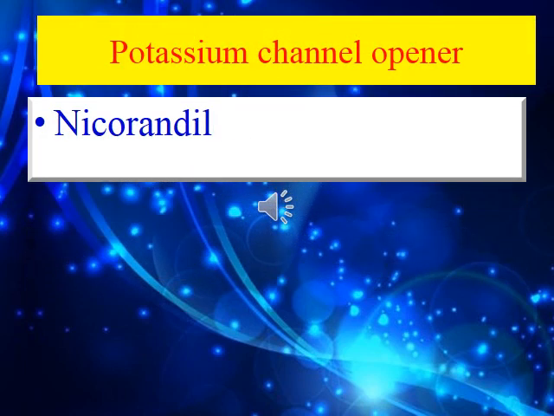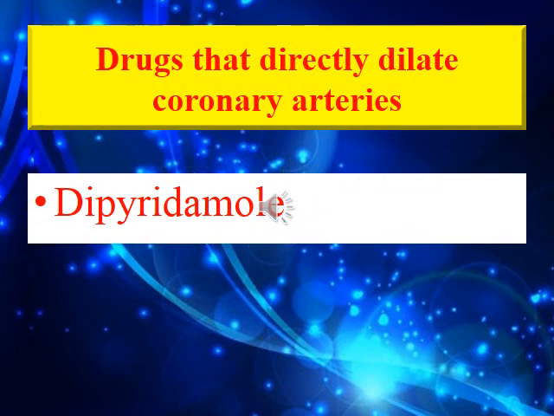The next group of anti-anginal drugs is potassium channel openers, and the main representative of this pharmacological group is nicorandil. Dipyridamole is the main representative of the next pharmacological group of anti-anginal drugs, drugs which can directly dilate coronary arteries.